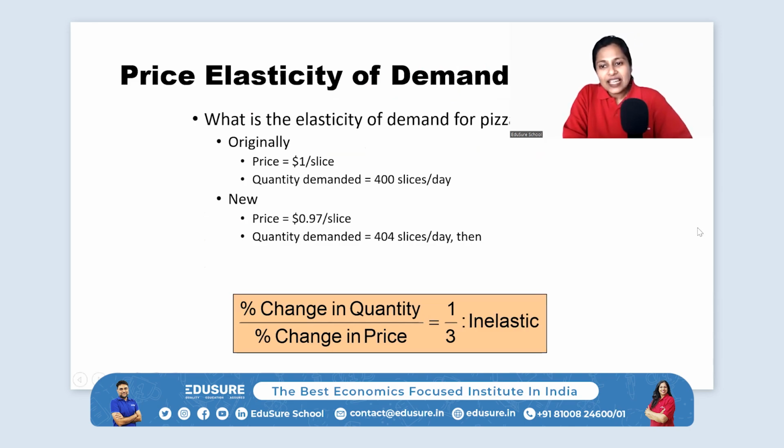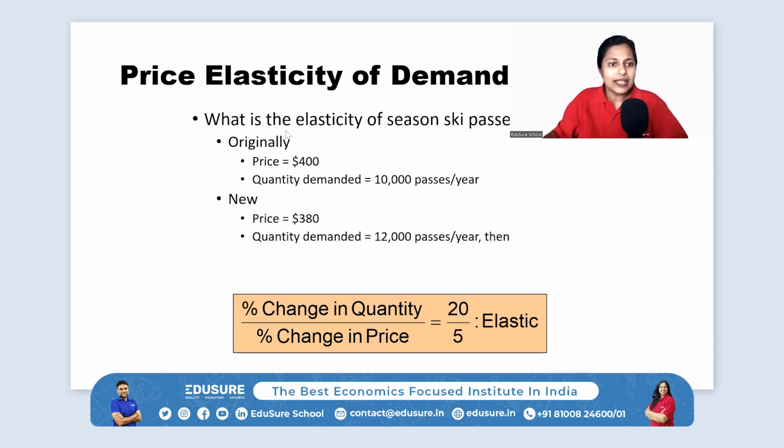All right, so now let's take out a few elasticities. What is the elasticity of demand for pizza? Let's say the price initially was 400, the new price is 380. So the price of pizzas went down. By how much? You have to take out the percentage change in price. It was a 5% decrease in price. The quantity will increase from 10,000 to 12,000 passes. Sorry, not pizza, ski passes. So for ski passes, the price went down by 5% and the demand increased by 20%. So this is elastic. This is good. Ski passes should become cheaper because it will be better for business.